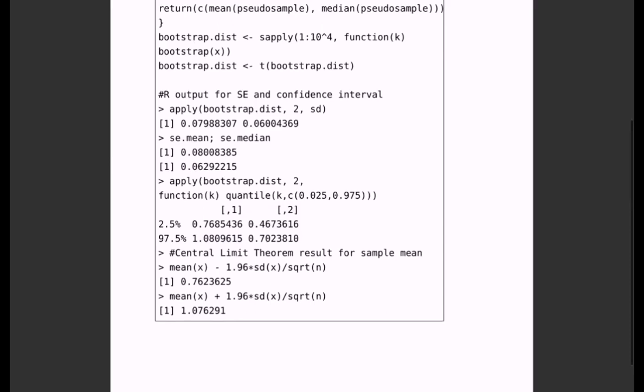You take the mean, subtract 1.96 times SD over square root of n, right? So you appeal to the central limit theorem. So you use that, result is about 0.762. You use bootstrapping, 0.768, very close. And the other one is a difference of 1.08 and 1.076, okay? So almost the same.